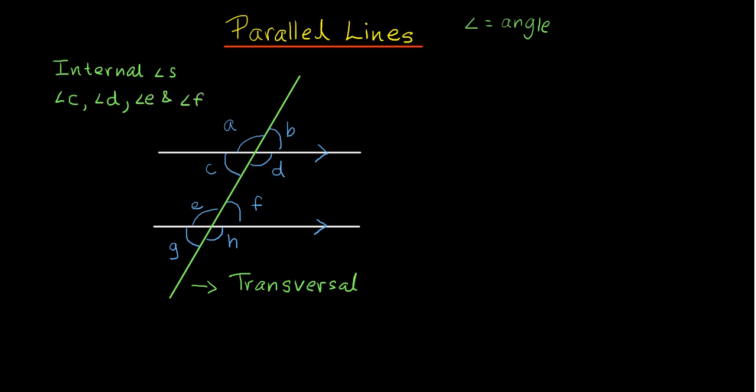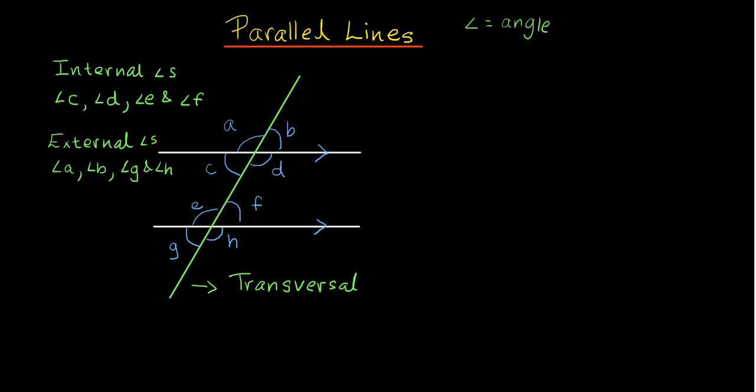Those on the outside of the two parallel lines are called external angles, and these are angle A, angle B, angle G, and angle H. Okay, so we're going to start off with the angle rules.